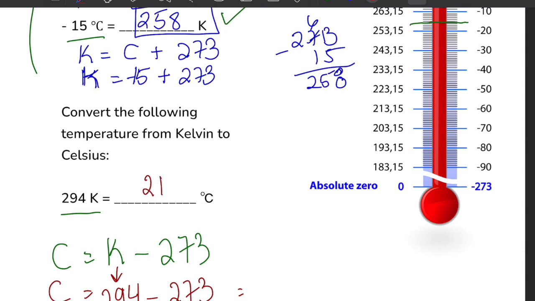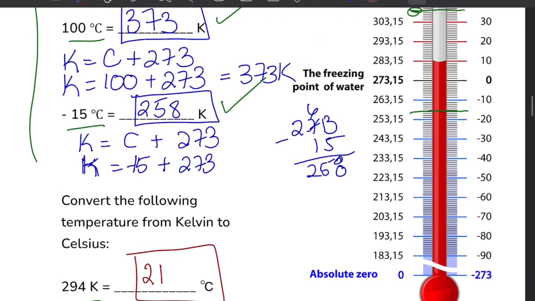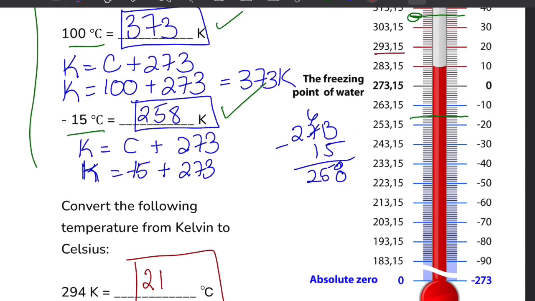21 degrees Celsius. Okay, and let's check our work. So I'm going to go to 294 on my scale. So this is 293. This is 294 right above it. Oh, there it is at 21. We are correct. Okay, so this is how we convert from Celsius to Kelvin and Kelvin to Celsius.